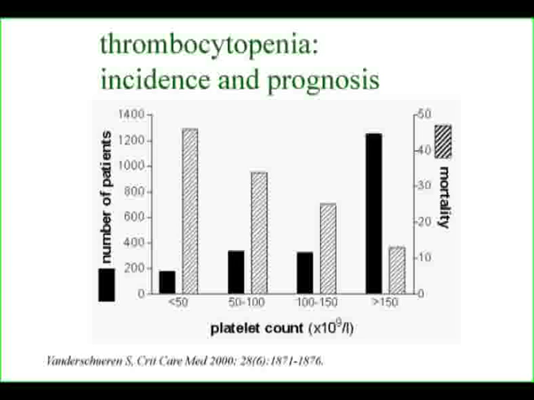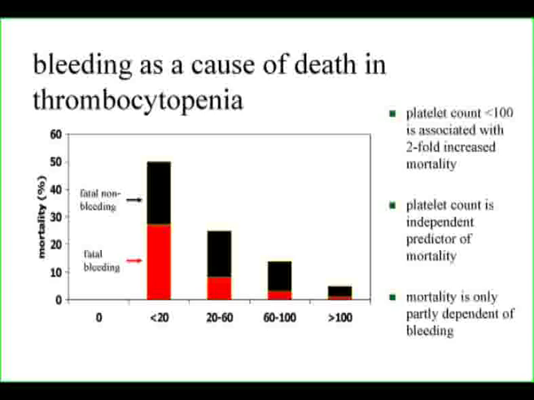Intuitively, we think that this may be due to the fact that patients with a low platelet count may have a higher risk of bleeding, and these patients may experience major bleeding complications and therefore have a higher risk of dying. But this is only partly true, and only in those patients with very, very low platelet counts. They have a higher risk of fatal bleeding. But the major part of the patients who have an impaired survival associated with the low platelet count actually do not die of bleeding. So in these cases, thrombocytopenia is probably an indicator of something else, but a very strong predictor of a bad outcome.